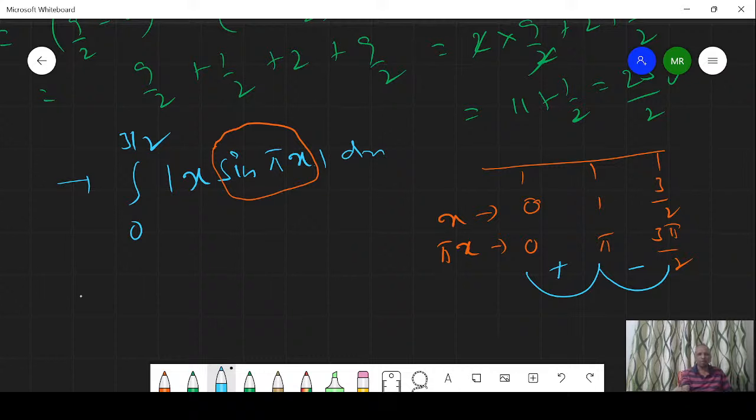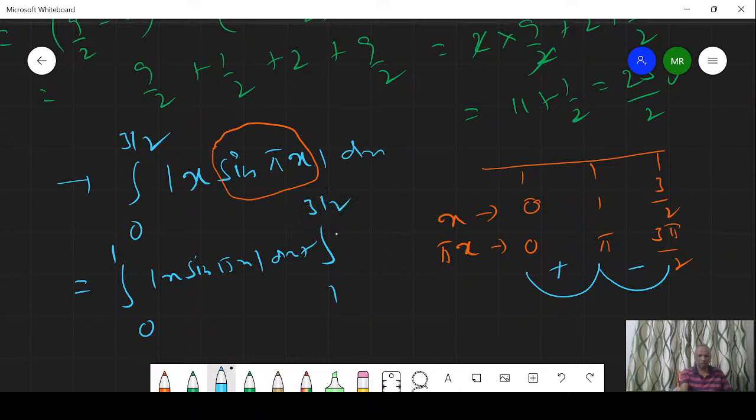So, I can split this function now. 0 to pi, I can split this. This is the pi x value to decide. I should write x values 0 to 1: 0 to 1 I can write mod x sine pi x dx, plus 1 to 3 by 2.